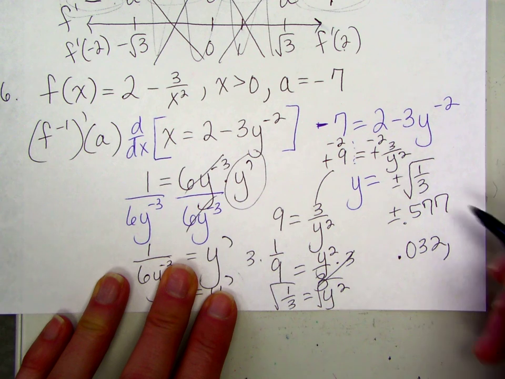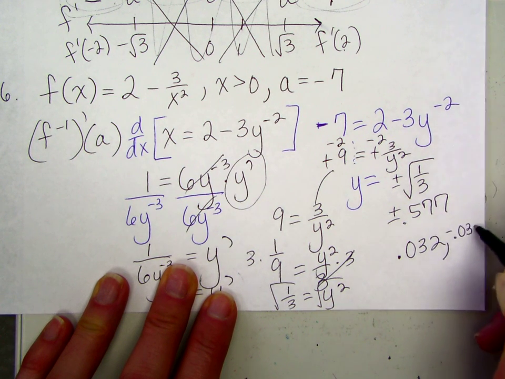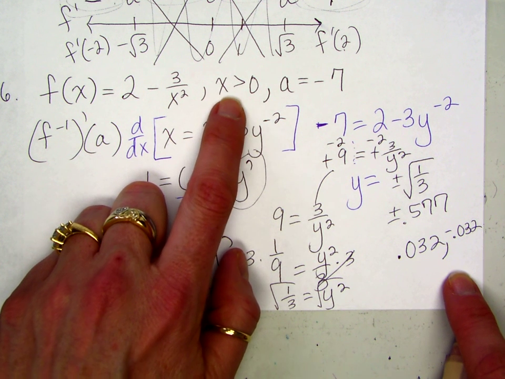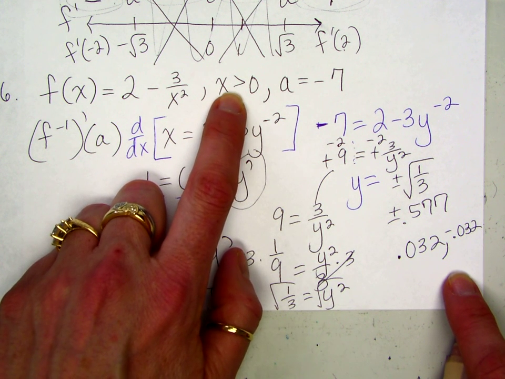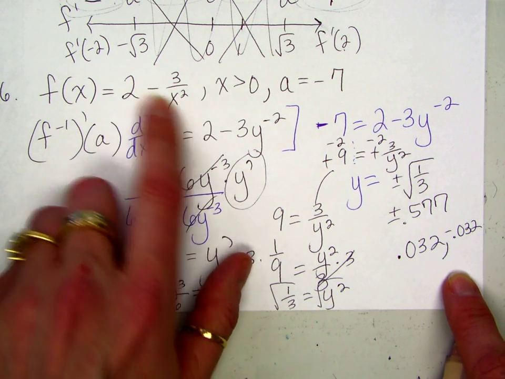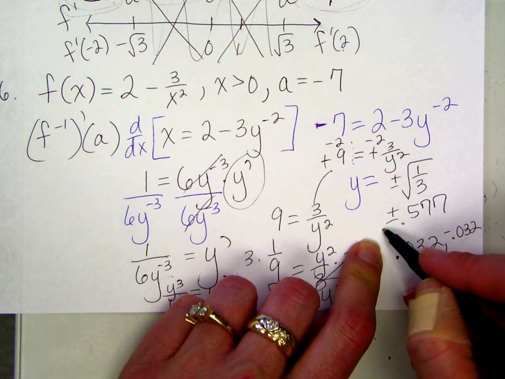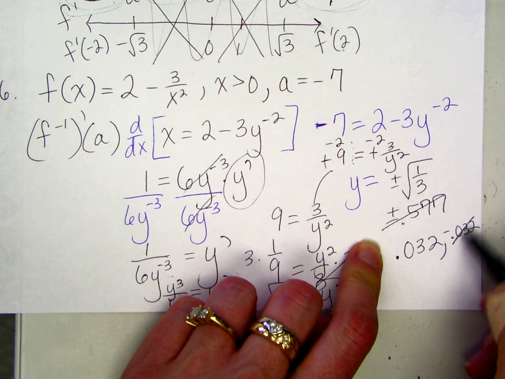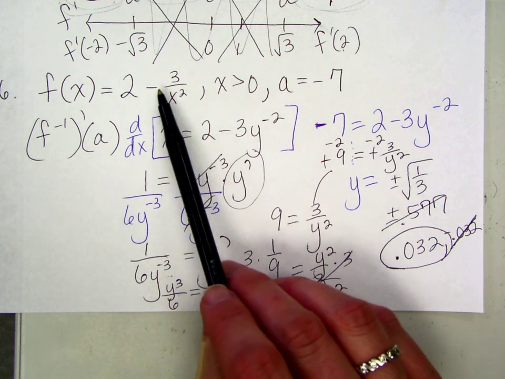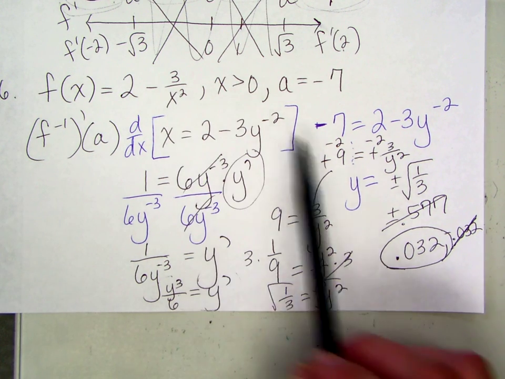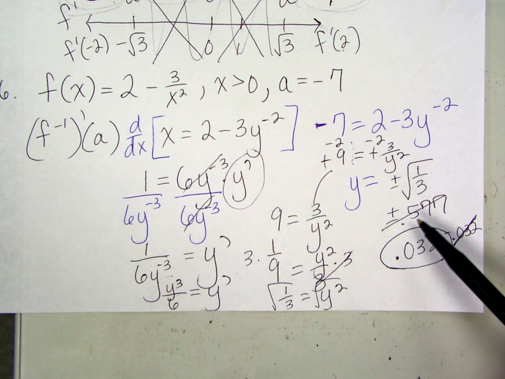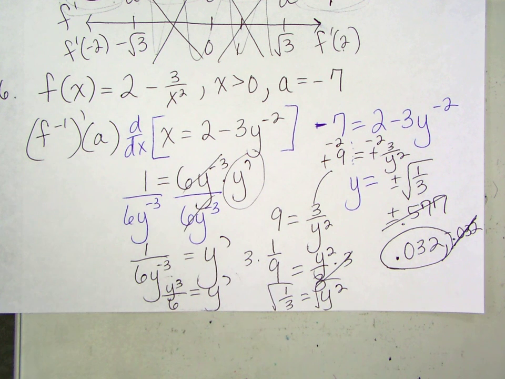0.032 and negative 0.032. But then I'm going to go back to this fact right here. Given in the problem, it said that my x-coordinate had to be greater than 0 for this equation. So if this x-coordinate has to be greater than 0, that means I have to get rid of the negative one here, and that would get rid of my negative answer here. So again, a limit on the domain of the original is going to be a limit on the range of the inverse, and so that has to make me get rid of my negative y-coordinate, which gets rid of my negative answer.